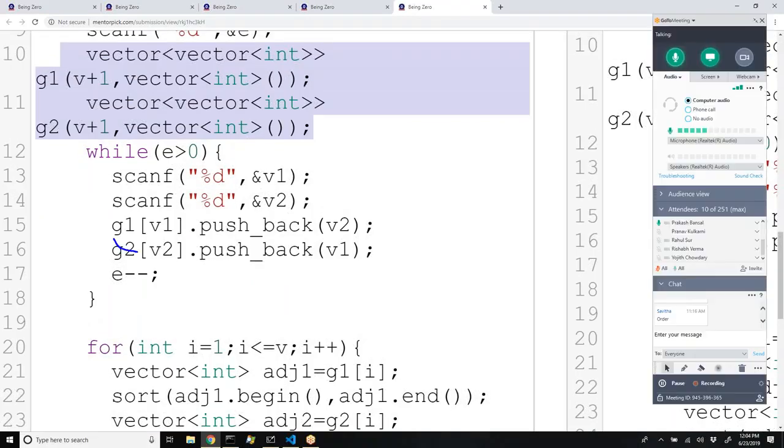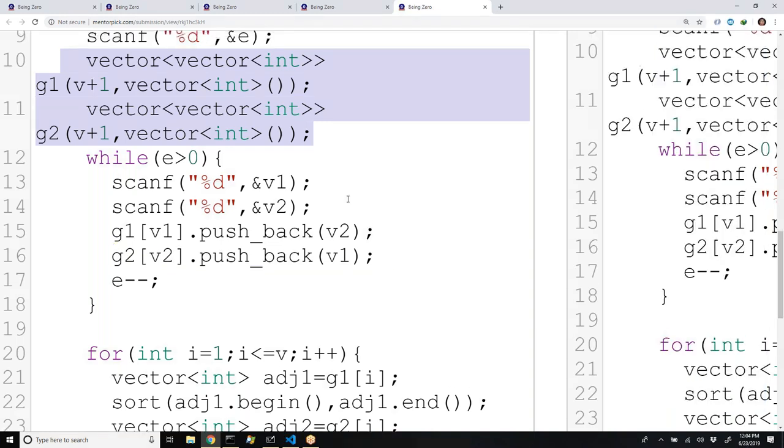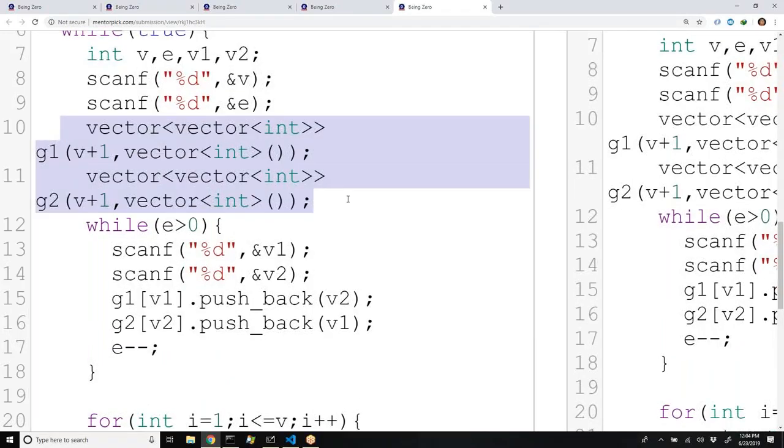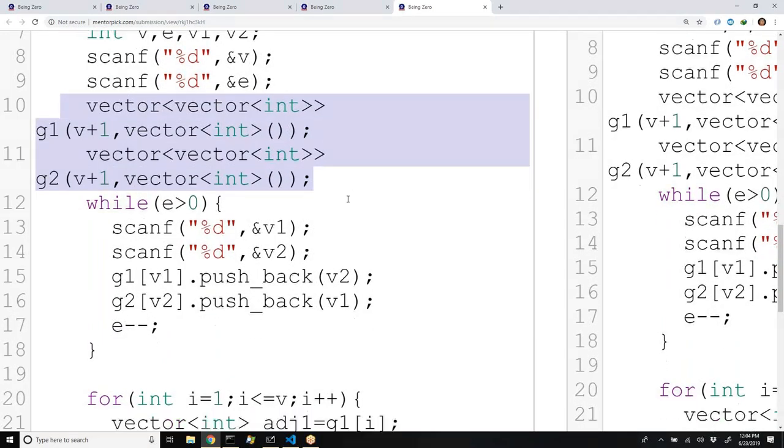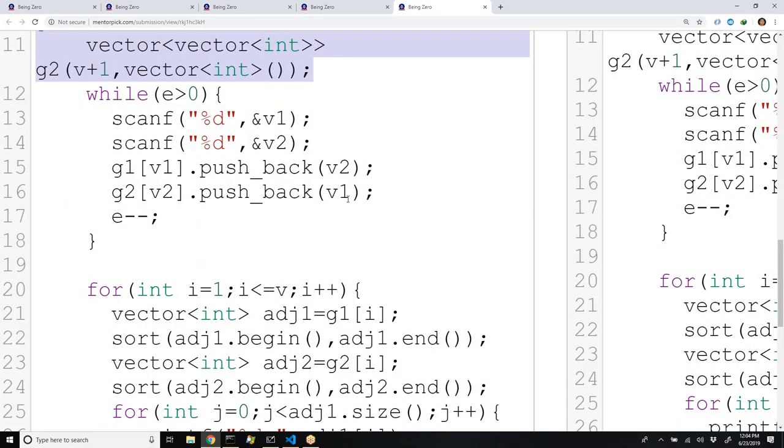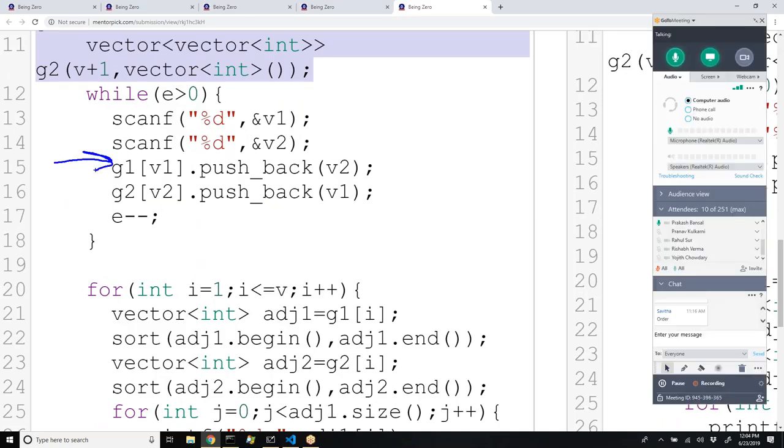Okay. First mistake you are doing is this is not an undirected graph. Okay, then you created two graphs. But I'm not understanding, why do you need two graphs? Ideally, you have declared two graphs here. Why two graphs?